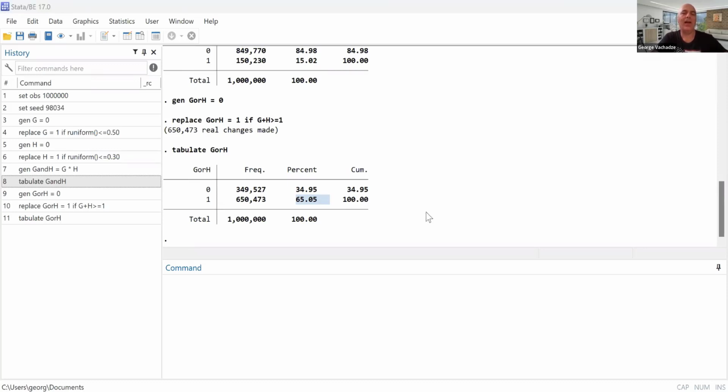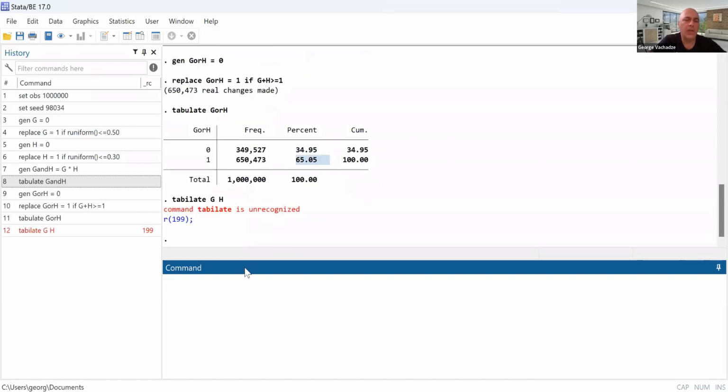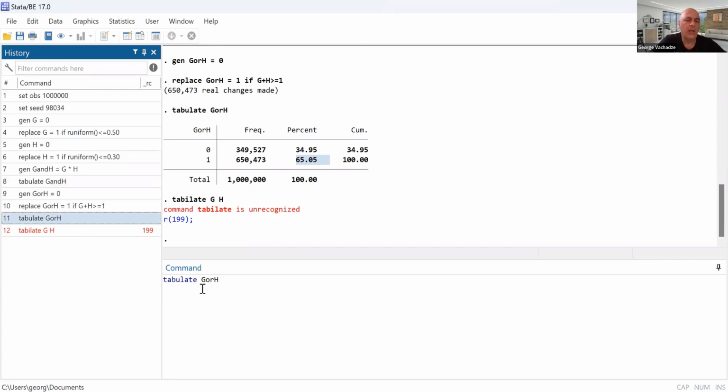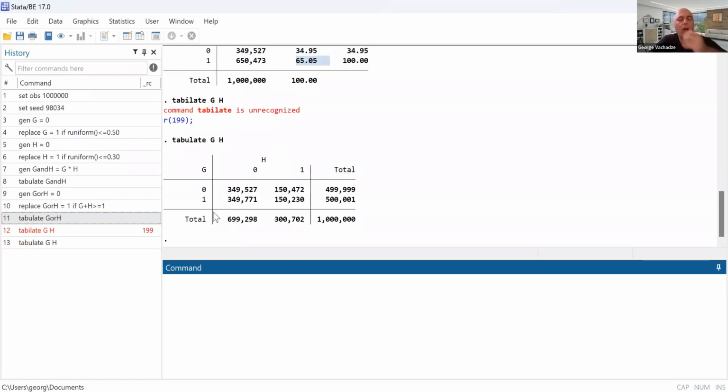So what I do now is the following. I will tabulate. Okay, so let me see. I will tabulate G and H. Let's see what happens here. Okay, tabulate is a mistake. Tabulate G and H. Let's see what comes out here, right? So now this is the cross tabulation.